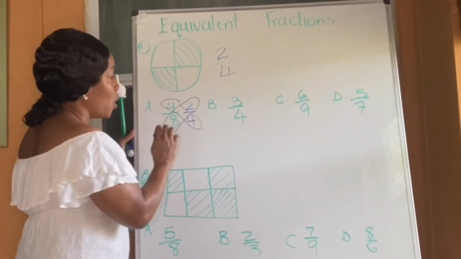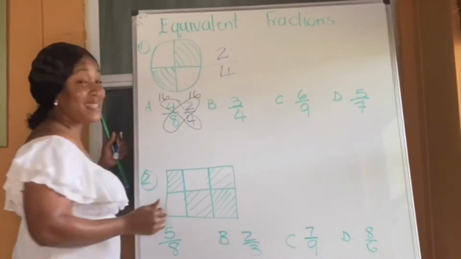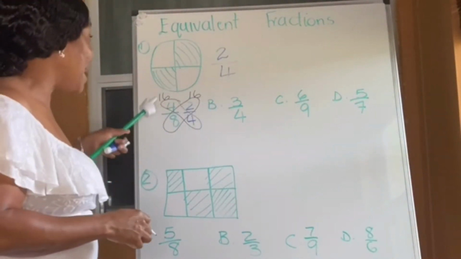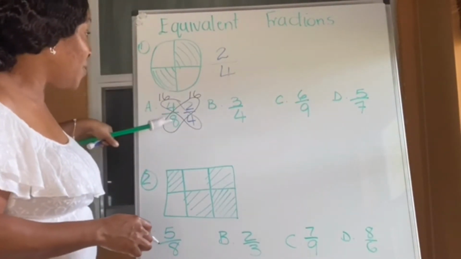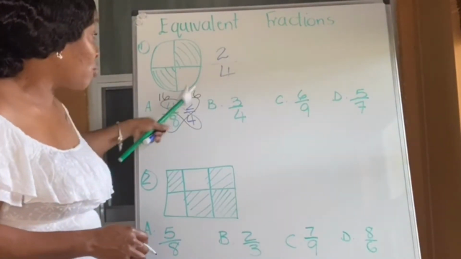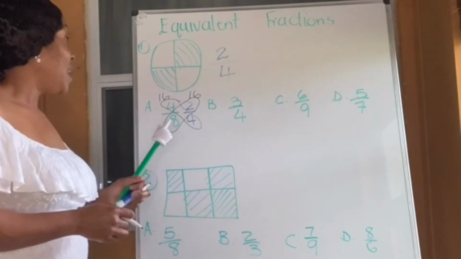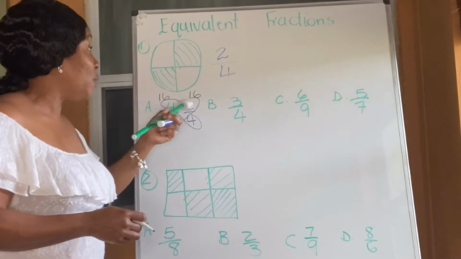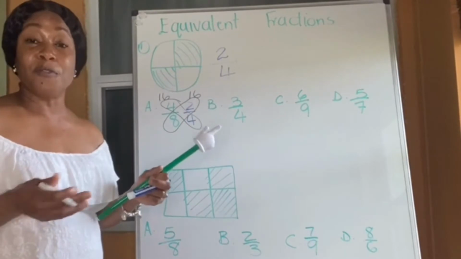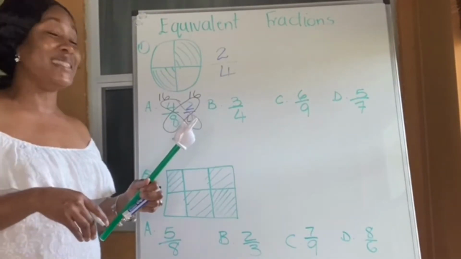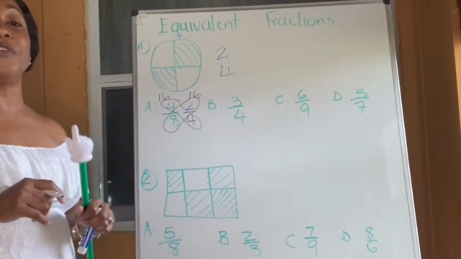So let's see. 4 times 4, that's 16, and 8 times 2, that's 16. Now, remember, we're multiplying this numerator with this denominator, and this numerator with this denominator. So we're going across. That is why it's called the butterfly model. Now, when we multiply, we notice that we got 16 for each of the products. Once we get the same product for each of them, then it means that the fractions are equivalent. Let's see if we're going to get the same product for any other.